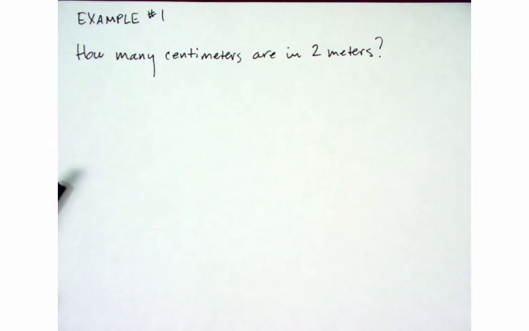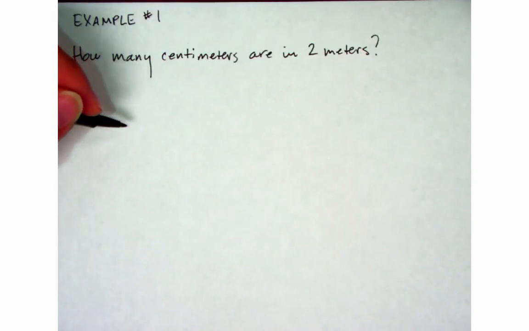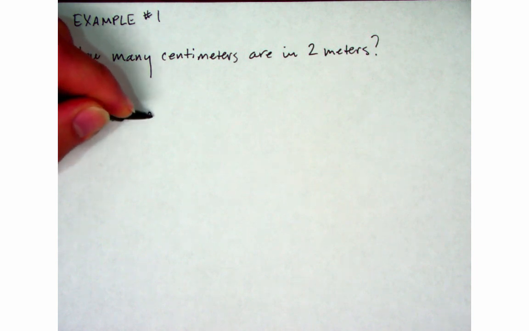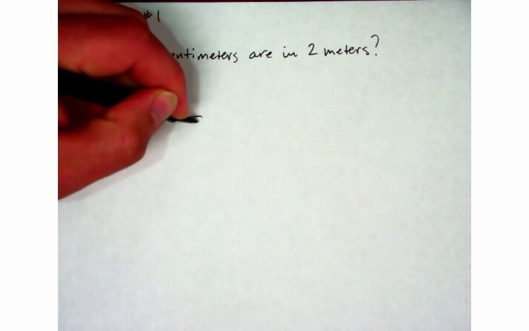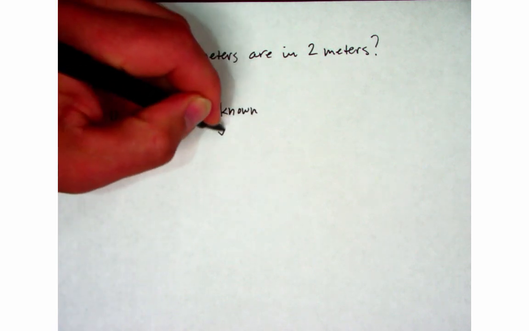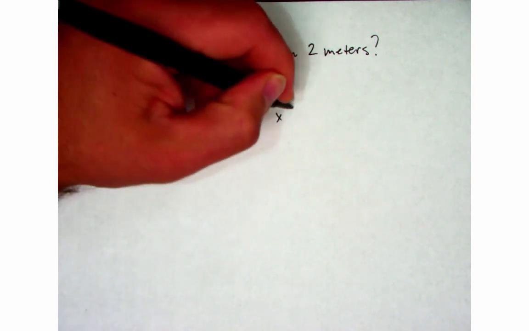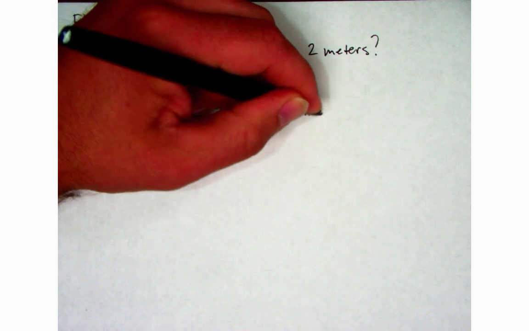Example 1, how many centimeters are in 2 meters? So we want to go through that same process I talked about before, where we take our unknown value, we set it equal to our known value, and we're going to multiply that by our conversion factor.